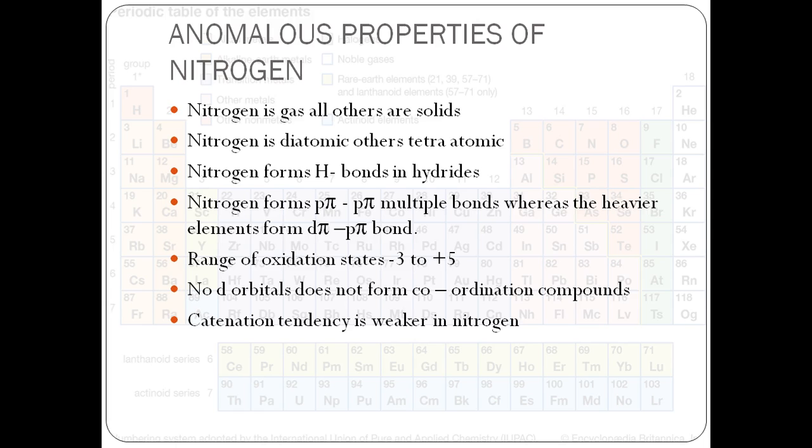Nitrogen shows a variety of oxidation states from -3 to +5. Because of the absence of d orbitals, nitrogen does not form any coordination compound. Catenation tendency is weaker in nitrogen as N-N single bond is not strong.